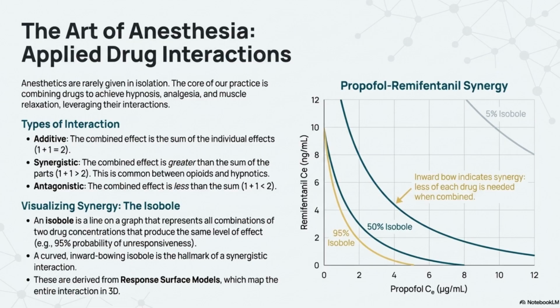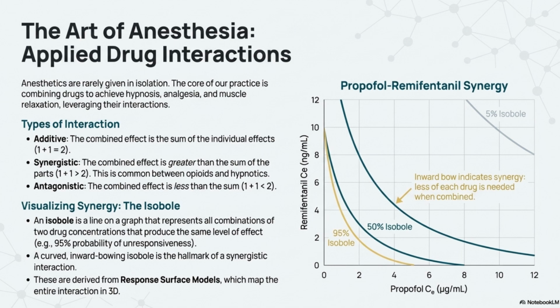But if the actual iso-effect line bows inward toward the origin of the graph, that means you need less of the combination than the simple sum would suggest, which confirms synergy. You've got it. The clinical goal is to find the best combination on that 95% isobole. You use lower doses of both agents, you get the combined effect, but you avoid the side effects of a high dose of any single agent. Less hypotension, faster recovery. Exactly.